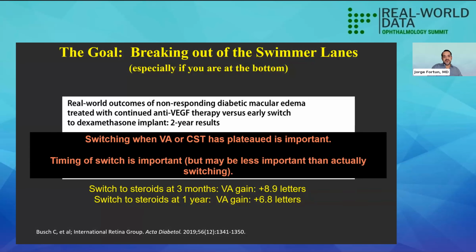And so the goal really should be to break out of those swim lanes that we're seeing in the early sub-analysis. It shows that clearly switching patients with resistant DME is effective, but that the timing of the switch may be as important or partly important as switching. Switching to steroids at 3 months led to an 8.9 letter gain in this real-world study, whereas switching to steroids at 1 year led to a lesser degree of improvement.